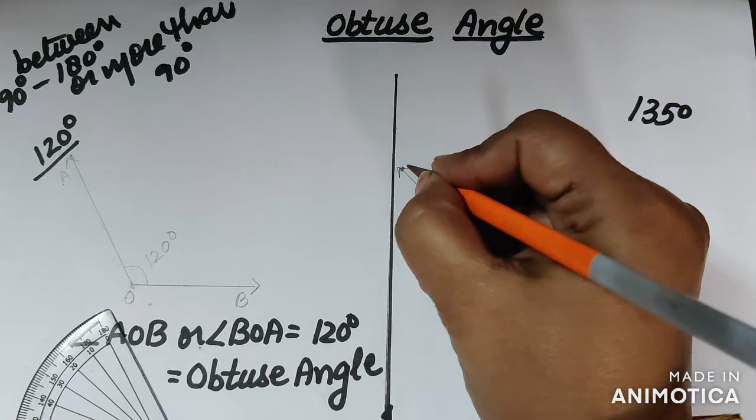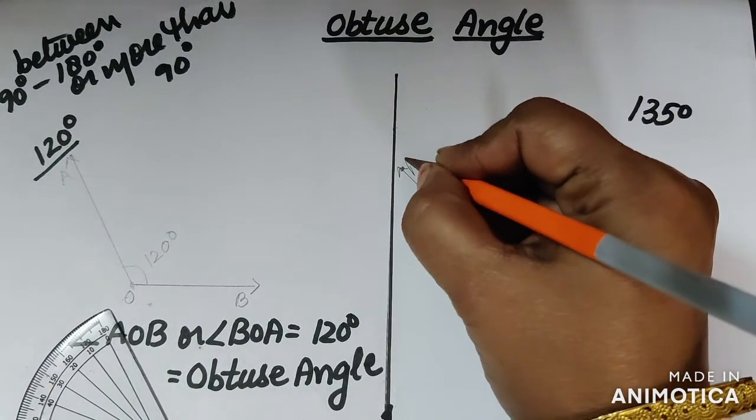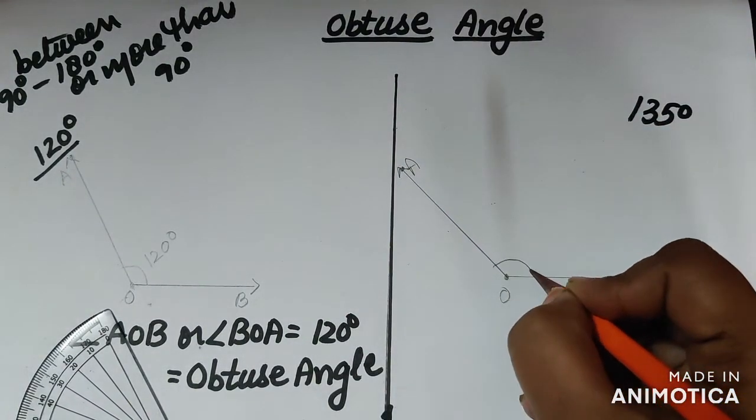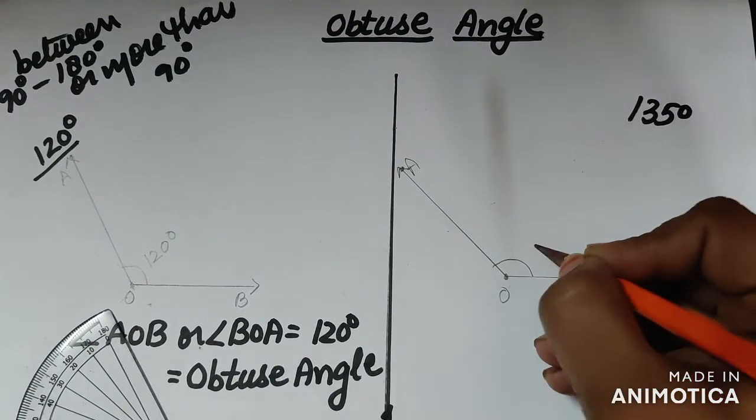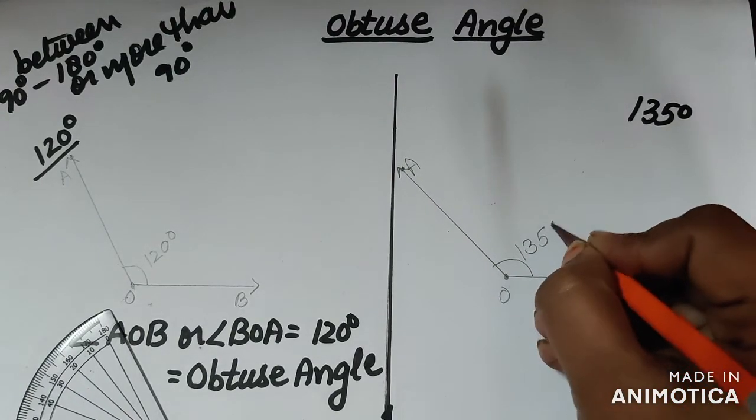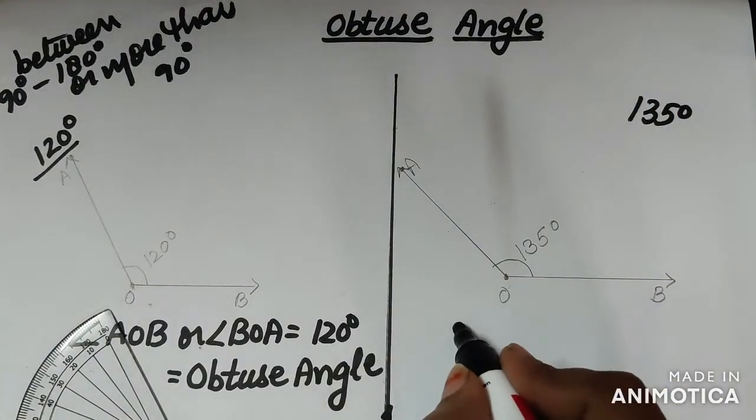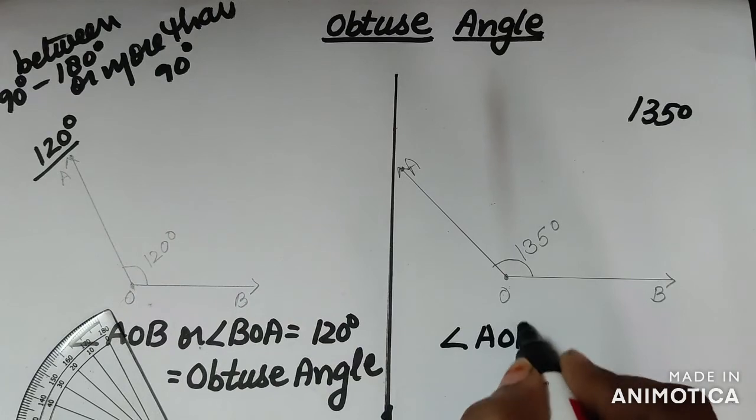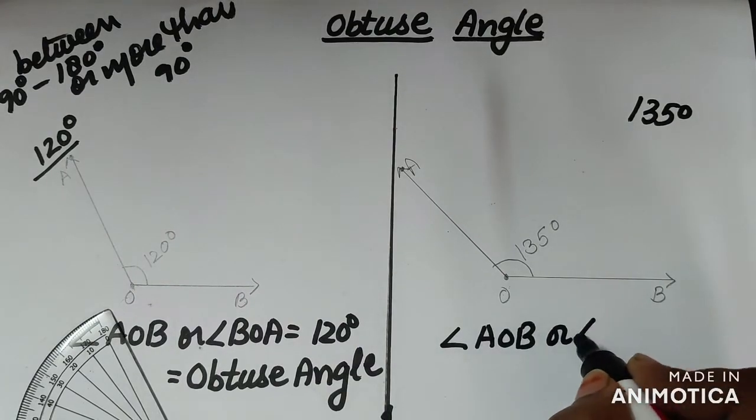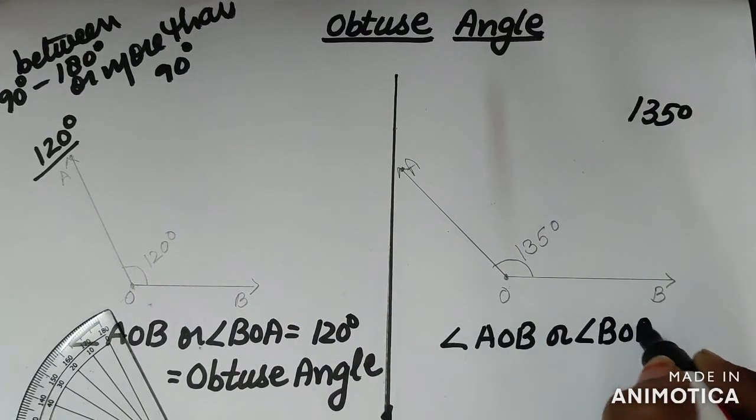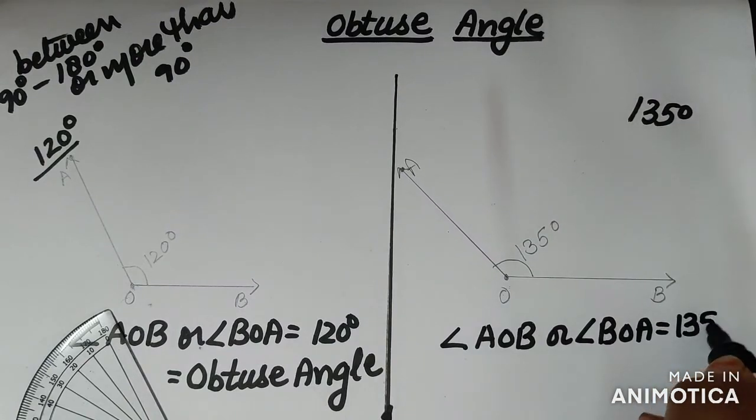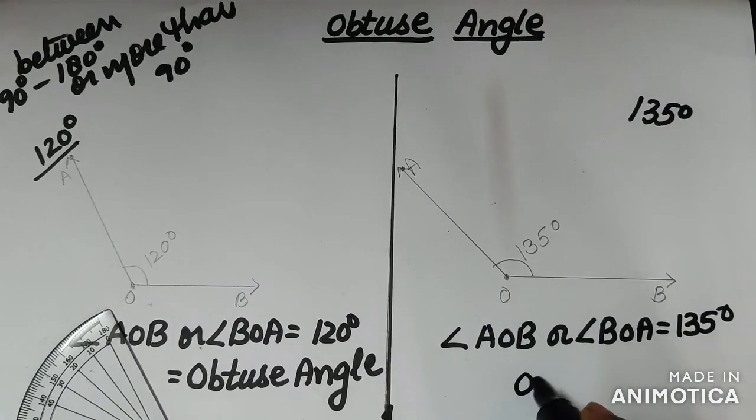Right, then arrow. Just make it point A. Now after that, the angle will be formed on the vertex, and it will be of 135 degree. Now you will have to name the angle. So angle AOB, or you can say angle BOA is equal to 135 degree, right? It is more than 130, more than 90, so you will say it is an obtuse angle.